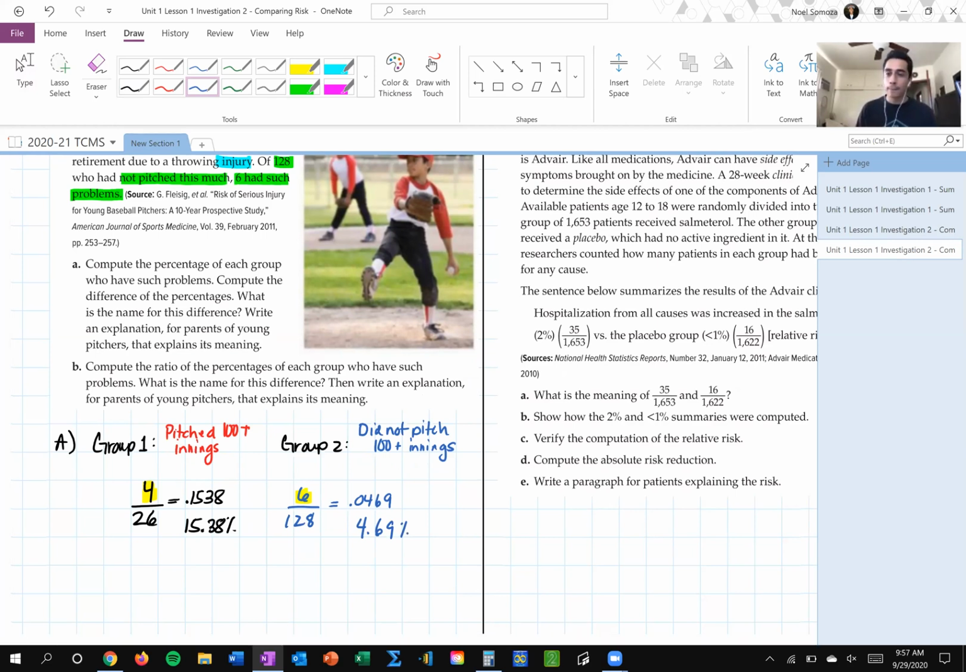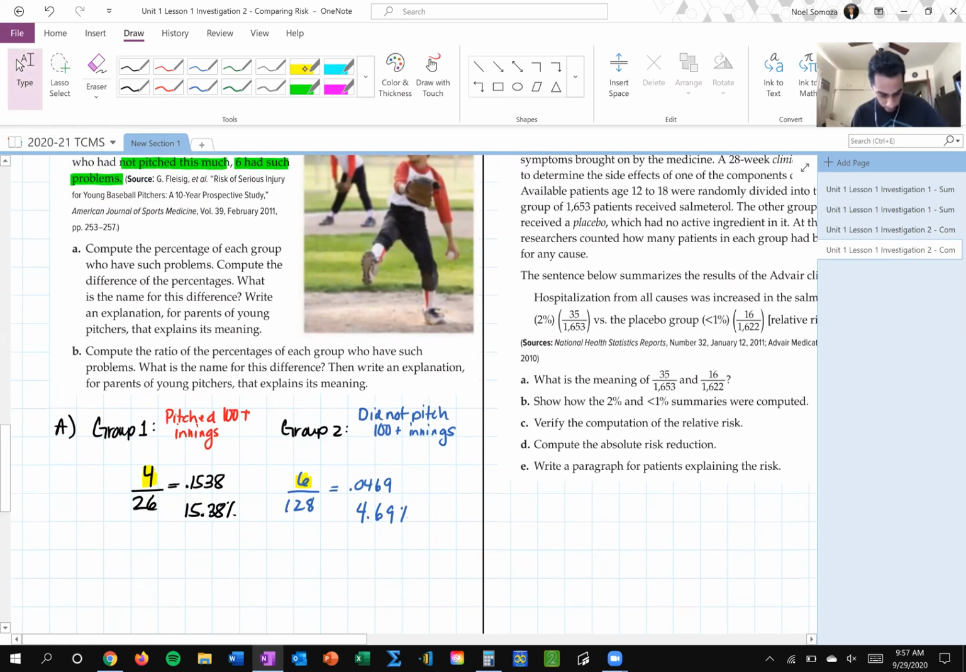So there's a 15% likelihood, or risk, of developing an arm injury if you're pitching over 100 innings, compared to only almost 5% likelihood of developing an injury as a result of not pitching 100 innings. Some people are still developing injuries. This happens. It could be that some of those kids' form wasn't the best, but injuries just tend to happen.